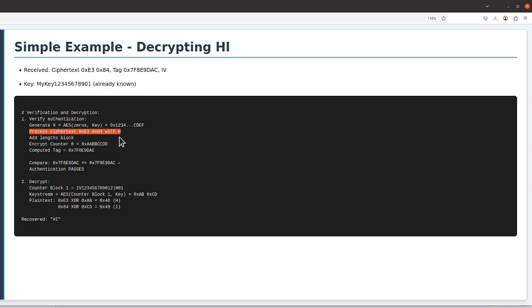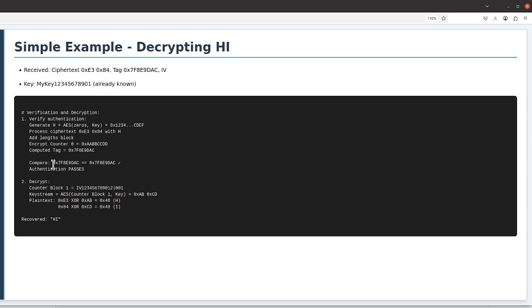0xE3 0x84 through Galois field multiplication with H. They create the lengths block, 0 bits AAD, 16 bits ciphertext, and multiply it with H. They accumulate all these values. The receiver then encrypts counter block 0 using the IV and key, getting the same value 0xAABBCCDD. They XOR this with their accumulator to produce a computed tag, 0x7F8E9DAC. They compare this computed tag with the received tag, 0x7F8E9DAC.